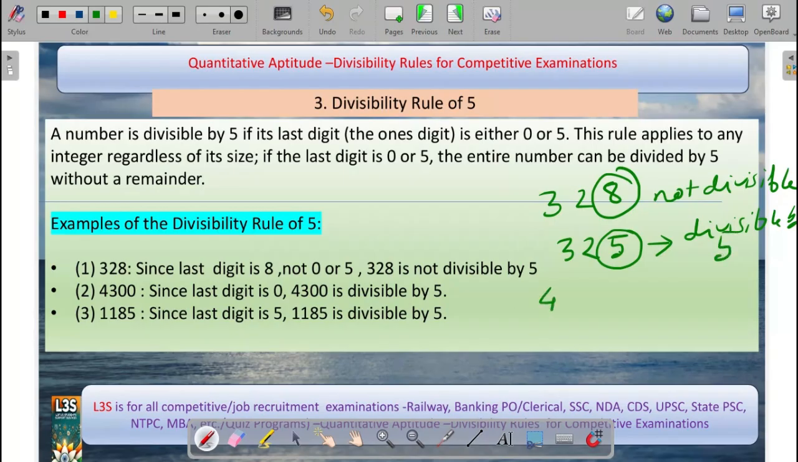Another example, 4300. What is the last digit? 0. So if 0 or 5 is the last digit, it is divisible by 5. So it is divisible by 5. Another one, 1185. Last digit 5. So it is divisible by 5. Simple.